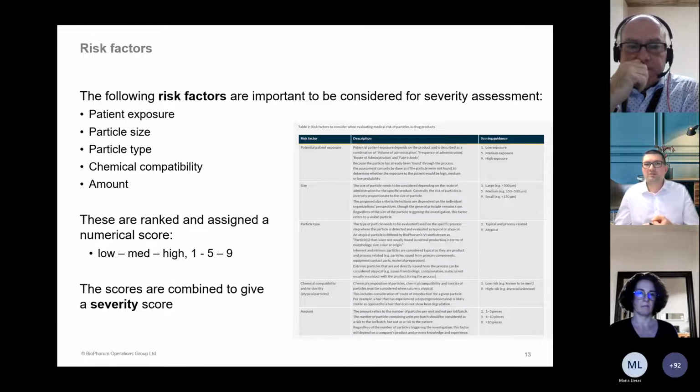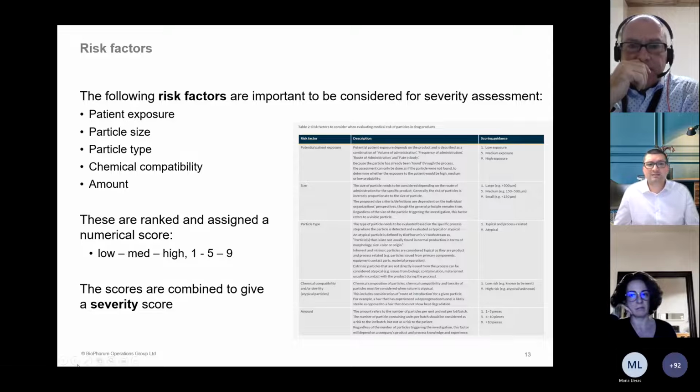And here we specifically talk about the number of particles that we experience in single containers, because that's what a patient would actually be facing when the product is administered. It's not about the number of units affected in a batch, but specifically how many particles we see in single vials or syringes or whatever the container type is.